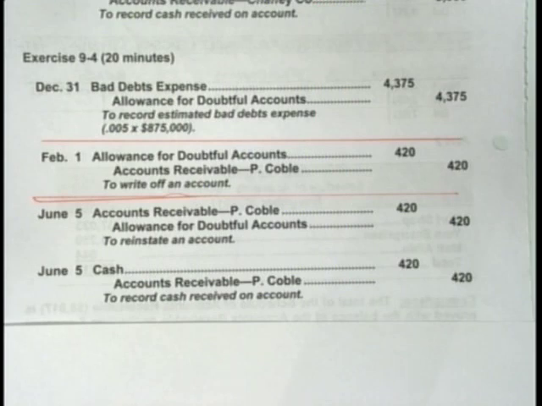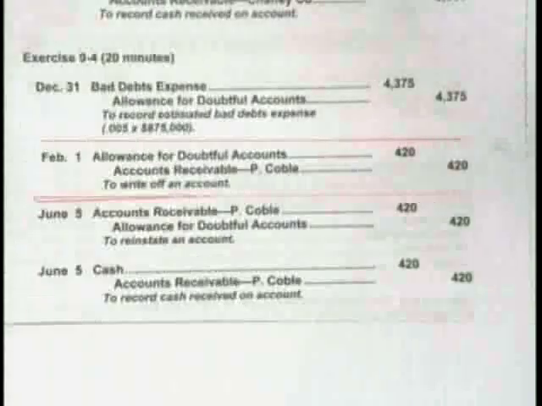Okay, y'all get that? Okay, let's go to the next one then. Let's go to the next one. And the next one is exercise 9.5. Now this is a percentage of receivable method, isn't it?